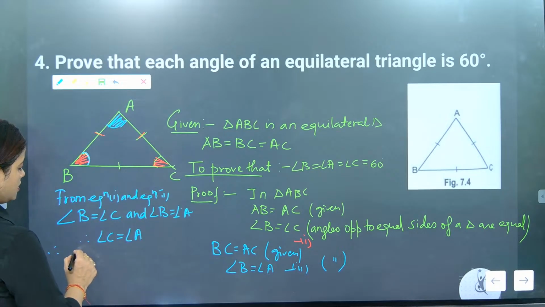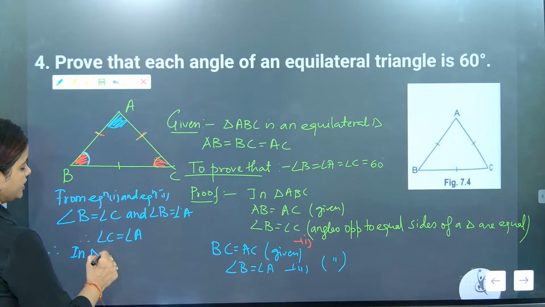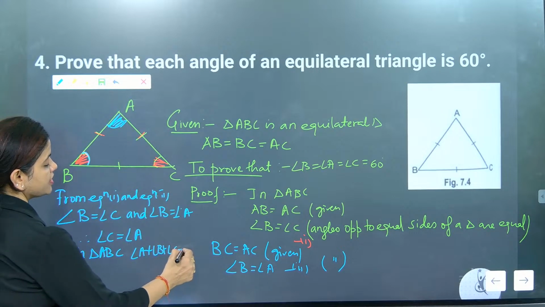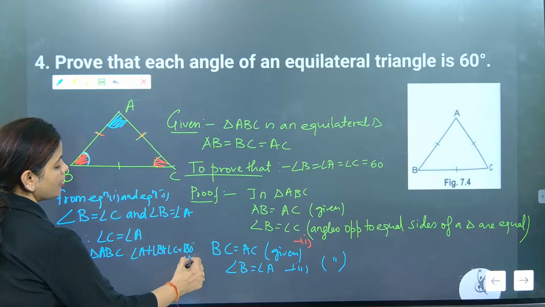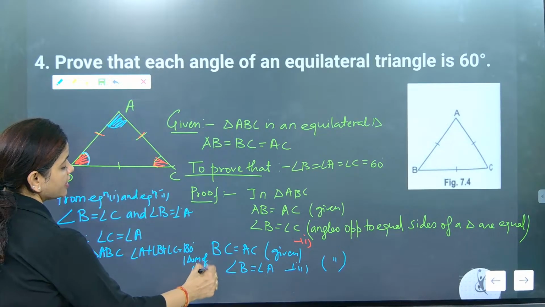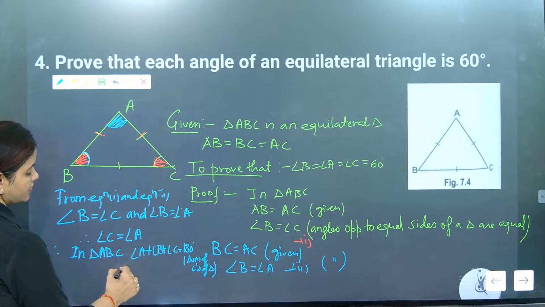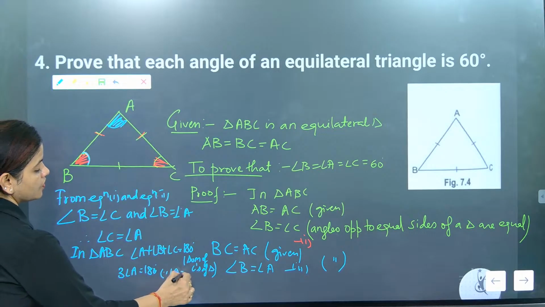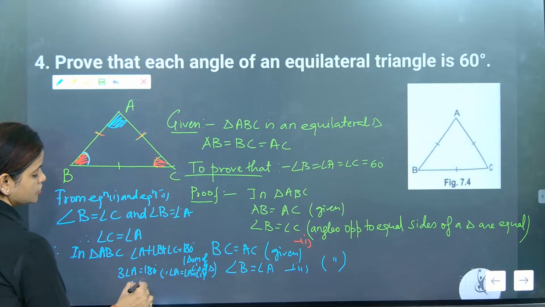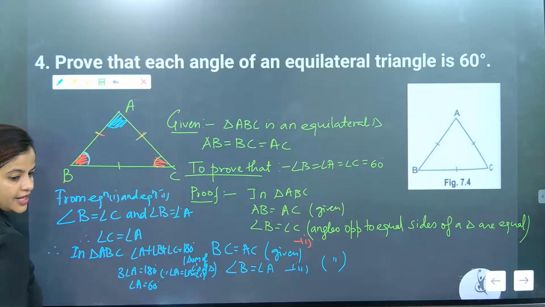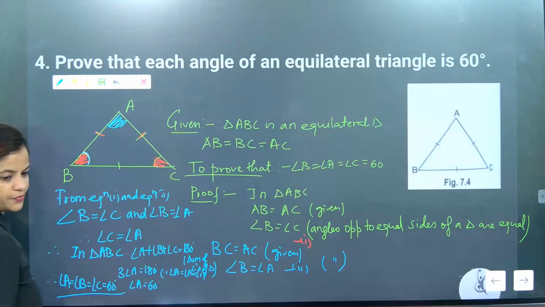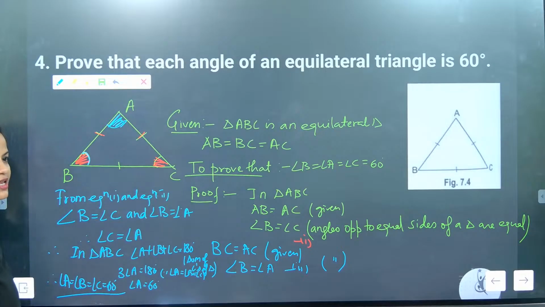So therefore, in triangle ABC, angle A plus angle B plus angle C is equal to 180 degrees. Why? Sum of angles of a triangle. Now we will write 3 angle A is equal to 180 degrees, since angle A is equal to angle B is equal to angle C. So angle A is equal to 60 degrees. So therefore angle A is equal to angle B is equal to angle C is equal to how much? 60 degrees. Proved.